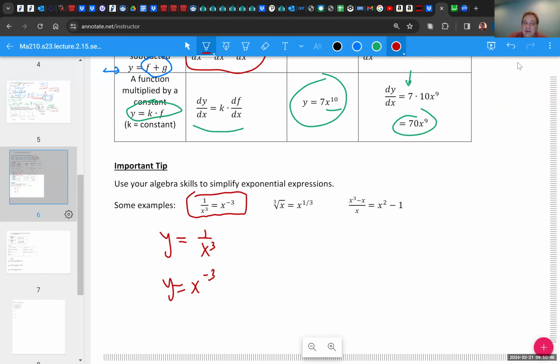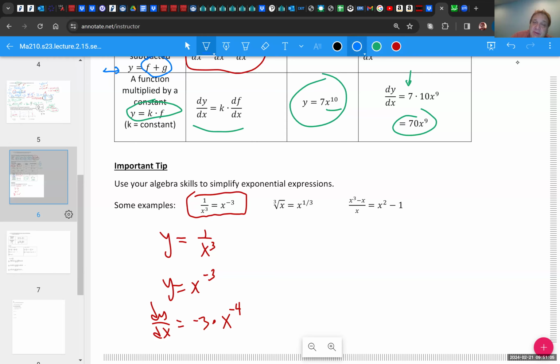So it looks like x to the n, and then the derivative will be dy/dx. The negative 3 comes as a multiplier, and then I get one smaller exponent in my little power function there. So that's the derivative of 1 over x cubed.